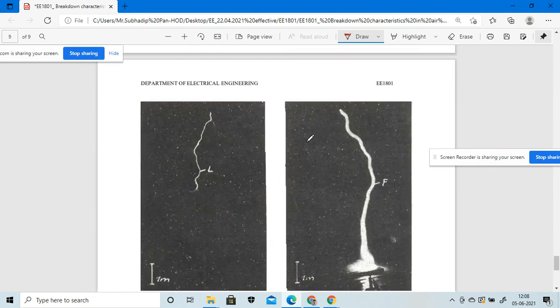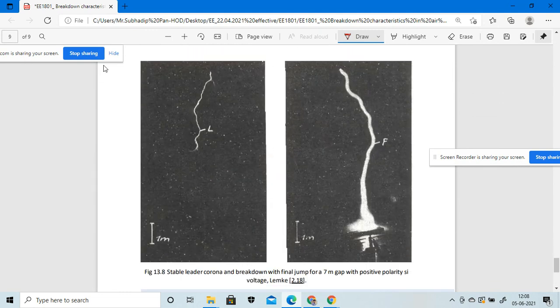So this lightning will be my first corona effect, right? First corona. And that will be my leader corona, right? In between this, whenever it comes like this, up to this portion we will consider it as a streamer corona, right? So this thing we will discuss in the next lecture.